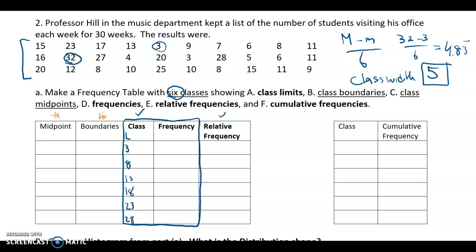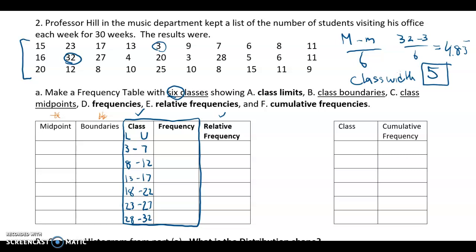Now, to get the upper limits, I'm going to think, what is the highest integer that can be in the first class that's lower than the number 8? Well, that would be 7. And all of your upper limits for the classes are a class width of 5 apart. So I can say 7 plus 5 is 12. 12 plus 5 is 17. 17 plus 5 gives me 22. 22 and 5 is 27. And then 27 and 5 will give me 32. So I have my lower and upper limits for my classes.